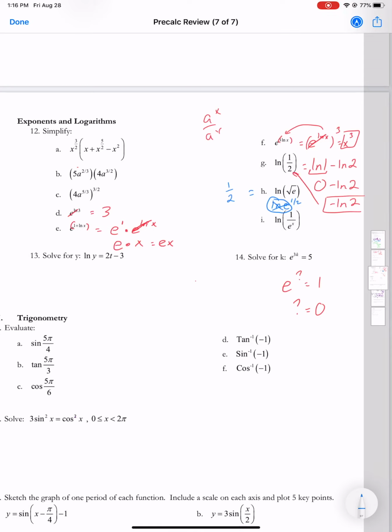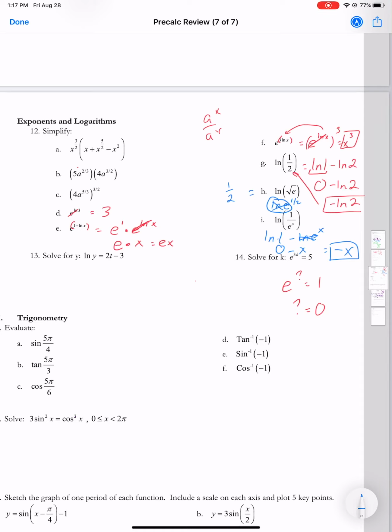And then lastly, in part I, the natural log of 1 over e to the x, that kind of combines the last few problems. Just like we did in G, if I have natural log of a quotient, I'm going to split that up. Natural log of 1 minus the natural log of e to the x. What is the natural log of 1? Well, just like we said up here, that is 0. And the natural log of e to the x, well, natural log and e just cancel each other out. So that leaves us with just 0 minus x, or negative x. So there's parts D through I in problem 12.